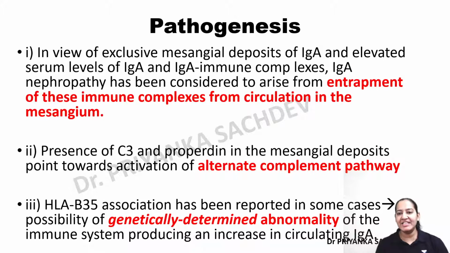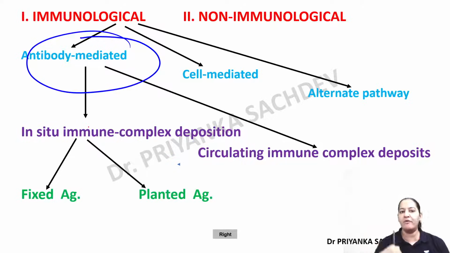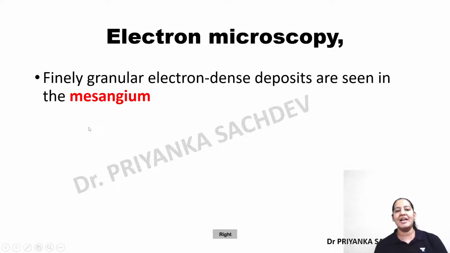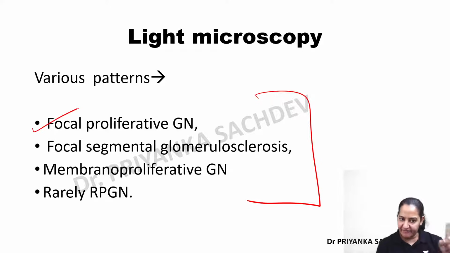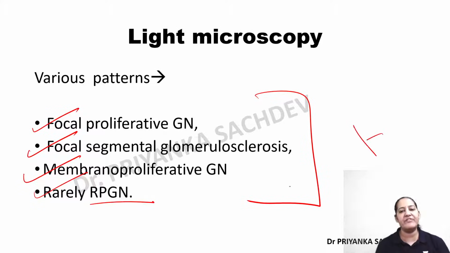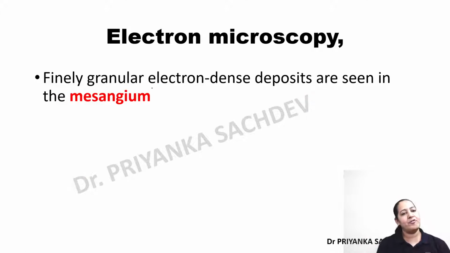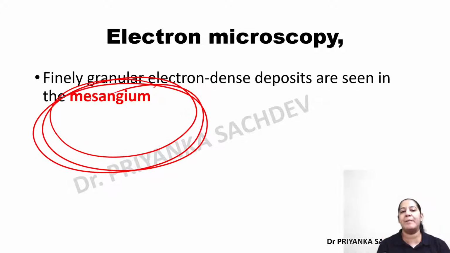So here IgA becomes abnormal. The body will form antibodies against the IgA, right? So IgA antigen antibody complexes will be formed, and that will be deposited in the mesangium. So draw a flowchart like that. In the light microscopy, there is no fixed pattern. There is no diagram. It can look like FSGN, FSGS, membranous, membranoproliferative, rarely RPGN. There is no fixed pattern, so don't learn the diagram. In electron microscopy, deposits are only at one place, the mesangium.